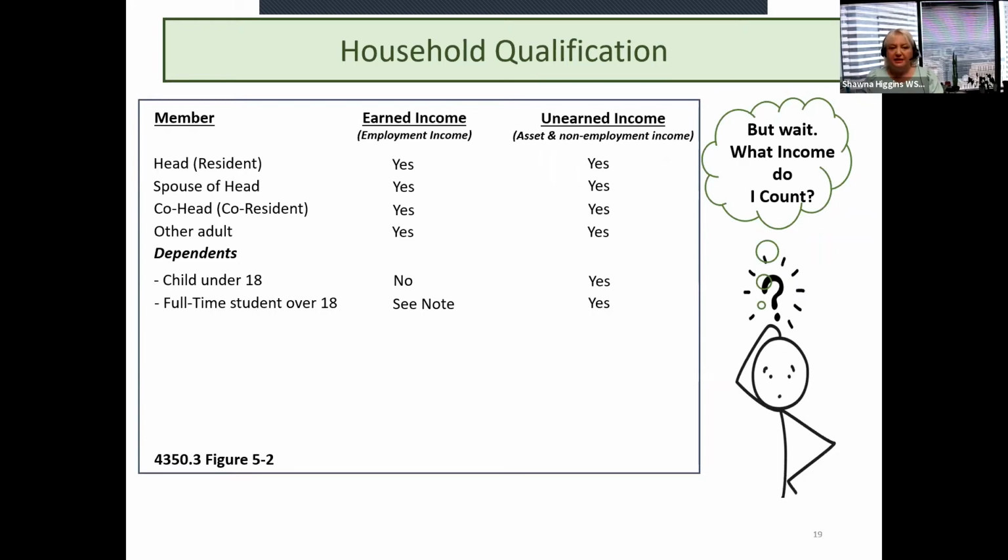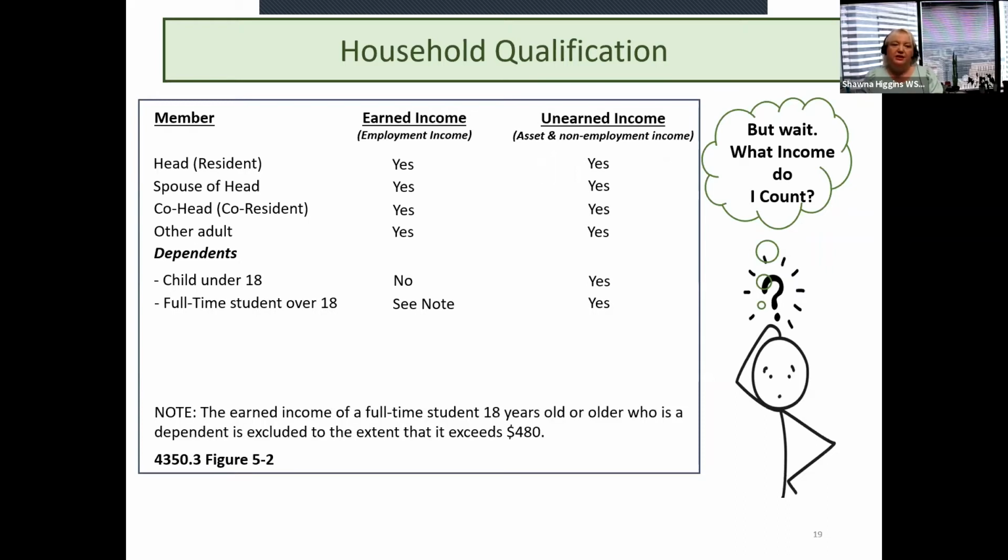Full-time students 18 and over, the earned income of a full-time student 18 years or older who is a dependent is excluded to the extent that it exceeds $480. So full-time student is a key thing there, and 18 years and older. And if those two are met, then you're only going to count $480 of their earned income. If it's unearned income, you're going to count the full amount.